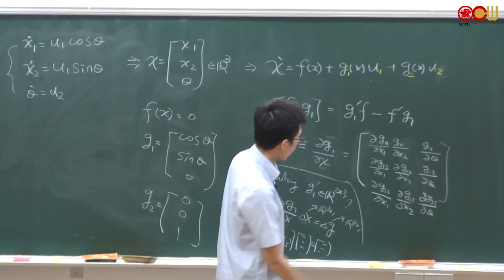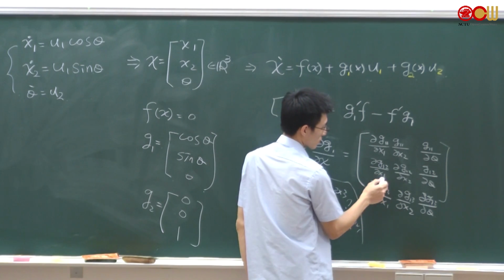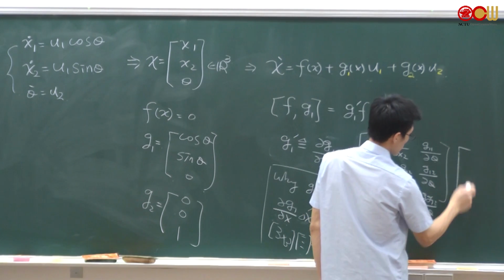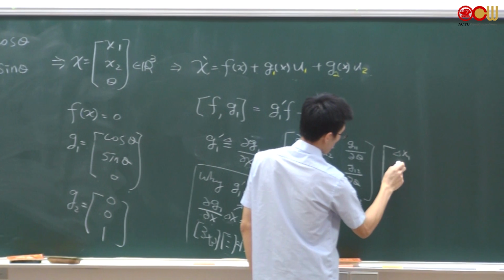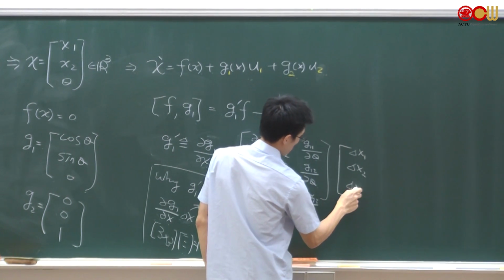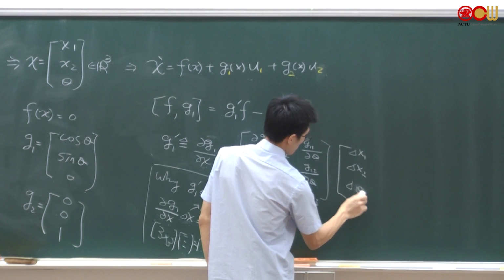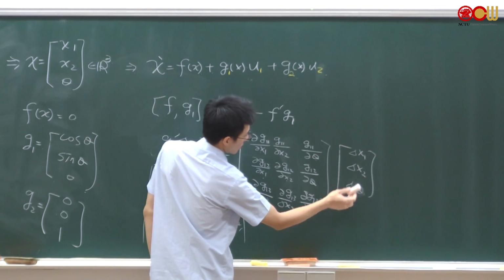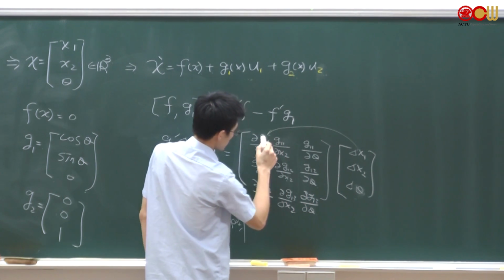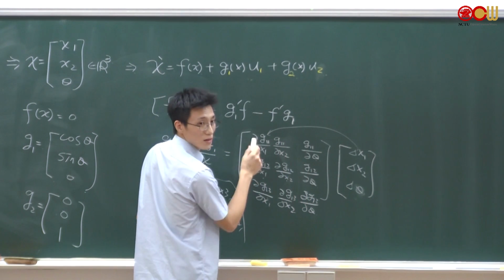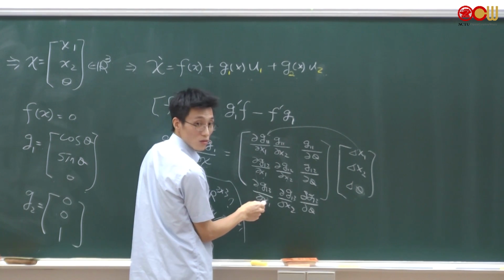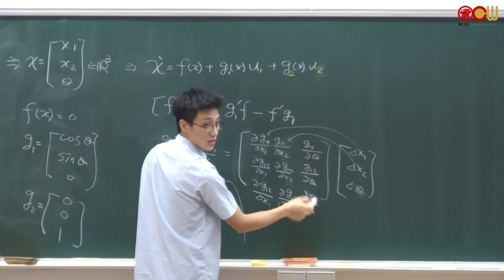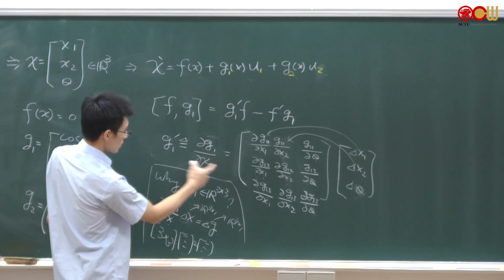Okay. And what is x1, x2, theta? When you multiply by some delta x, the first column goes with x1, the second column with x2, and the third column with theta. So all these have to be x1, all these have to be x2, and all these have to be theta.